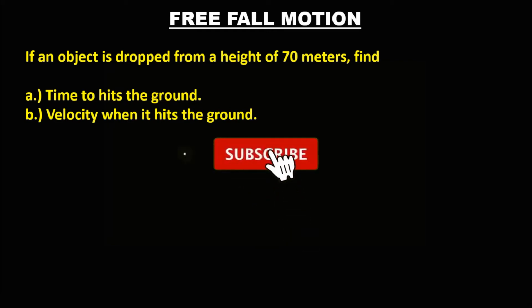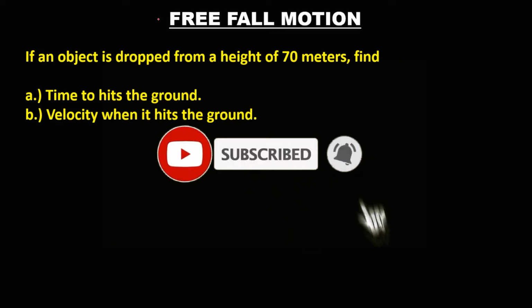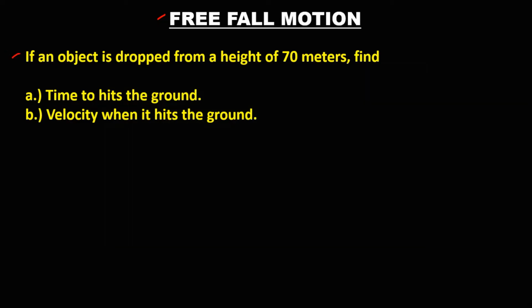Okay, so let's solve this problem. For this free fall motion, if an object is dropped from a height of 70 meters, then find the time to hit the ground and the velocity when it hits the ground. First, we need to list all the givens.